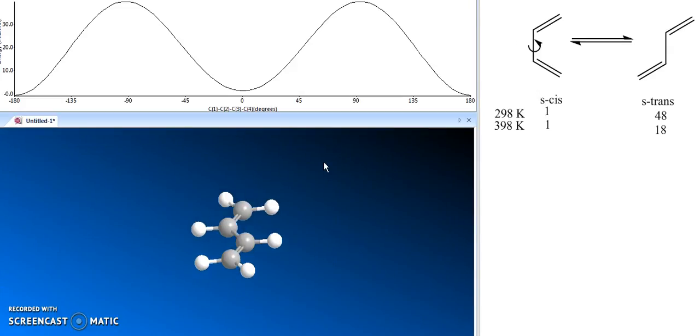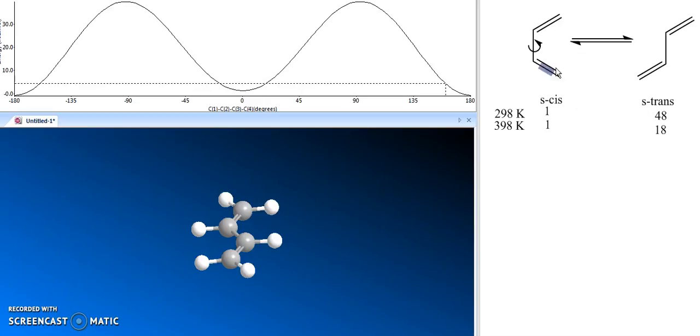We can actually use these energy differences to figure out the ratio of the cis and the trans at equilibrium. And at 298 K, so room temperature, we've got almost 50 times as much of the s-trans as the s-cis, which again is not good for a Diels-Alder reaction. We want the s-cis. If we raise the temperature, that ratio goes down to 18 to 1, which is why many times we run the Diels-Alder reaction at elevated temperatures.